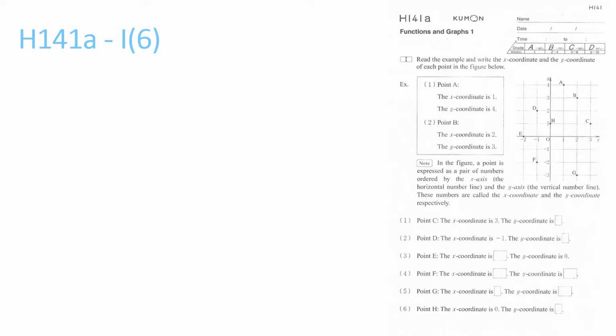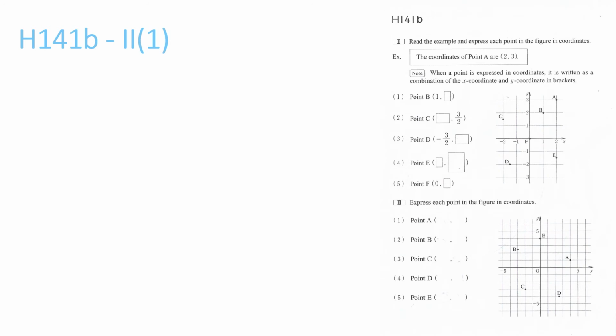Point H, the x-coordinate is 0, yep, that's correct, because it's on the x-axis, which is this one, it lines up on 0. And on the y-axis, this one, it lines up with 1. Which could also be written in brackets as 0, 1, the 0 being the x and the 1 being the y.